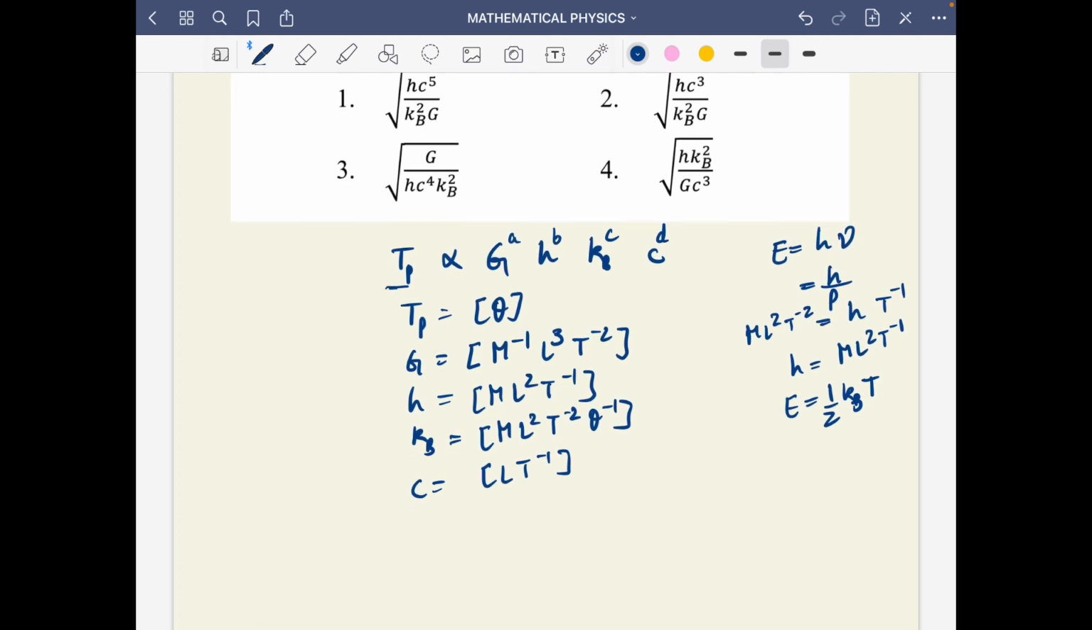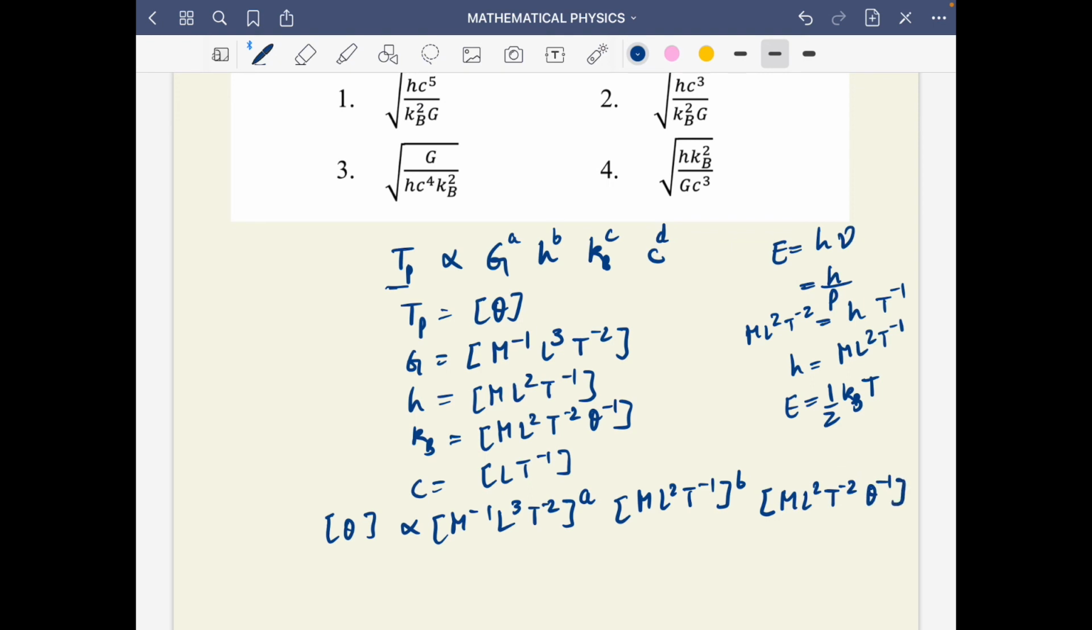Now we will substitute. Here theta is proportional to M to the power minus 1 L cube T to the power minus 2, all to the power A, h is M L square T to the power minus 1, to the power B, and kB is M L square T to the power minus 2 theta to the power minus 1, to the power C, and c is L T to the power minus 1, to the power D.